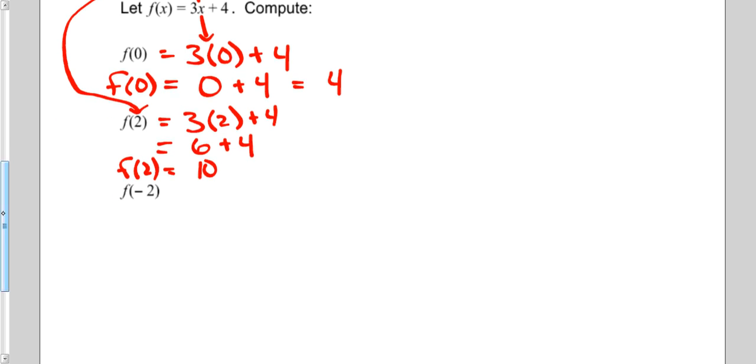Now I want to see if you guys can do the third one on your own. I want to see if you can do f of negative 2. So do that in your notes and have that ready tomorrow.